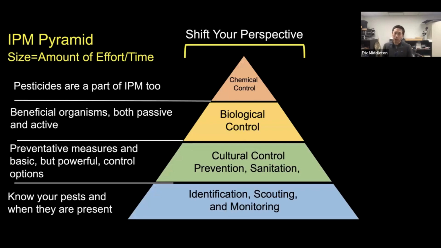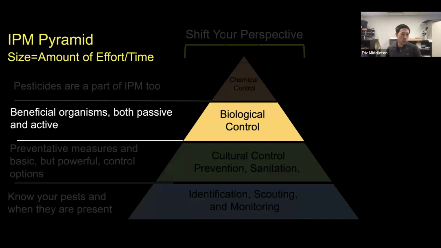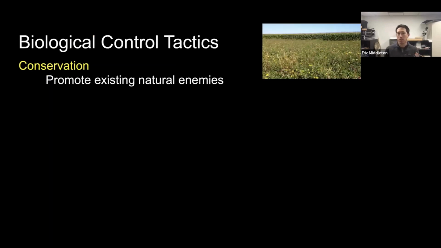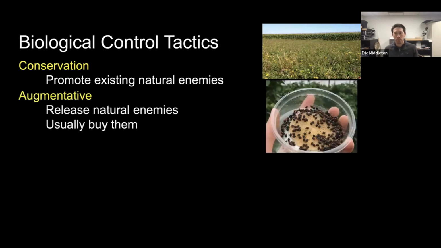All right. Moving quickly on, we're going to go into biological control, which is using beneficial organisms both passively and actively. There's a number of different tactics that you can use with this. Conservation biological control is basically promoting existing natural enemies. We'll talk a little bit more about that in a little bit, because this is something that I think is very useful, especially in small-scale organic diversified farming settings.